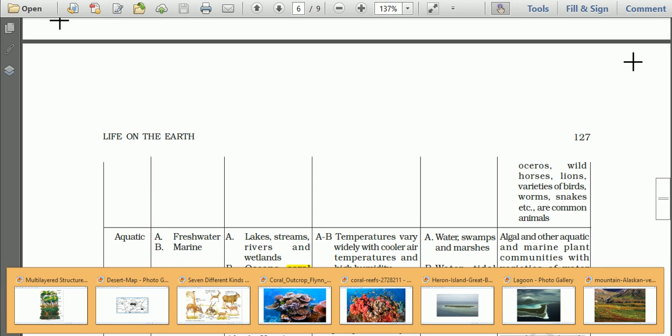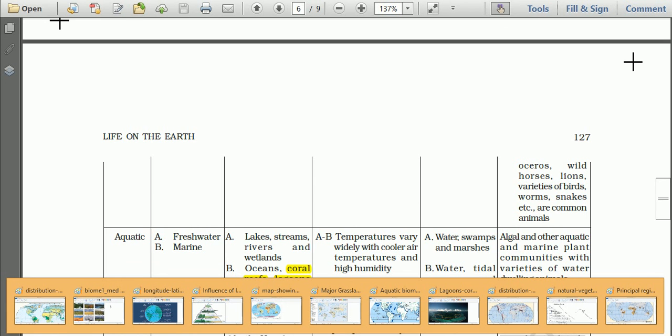So this is about biomes, different types of biomes on the earth.